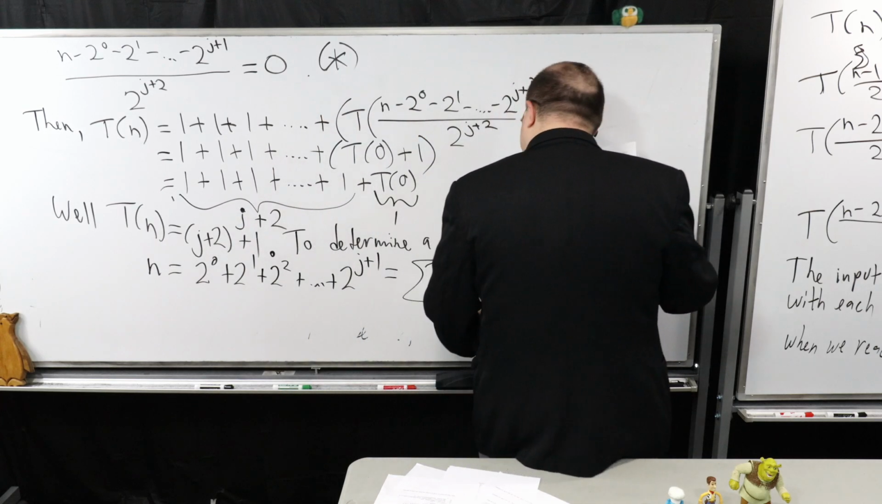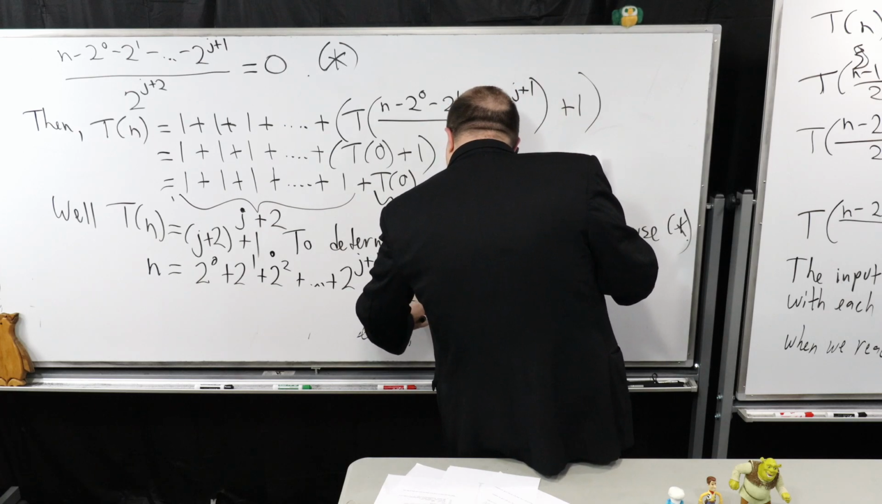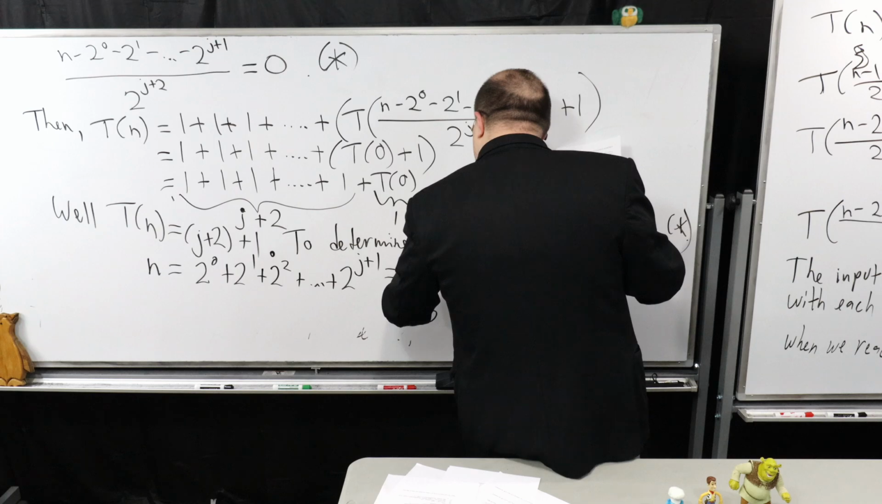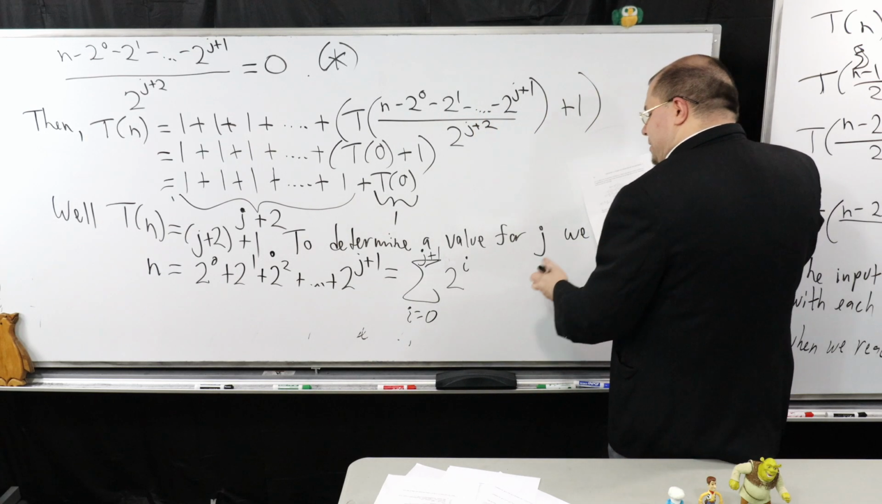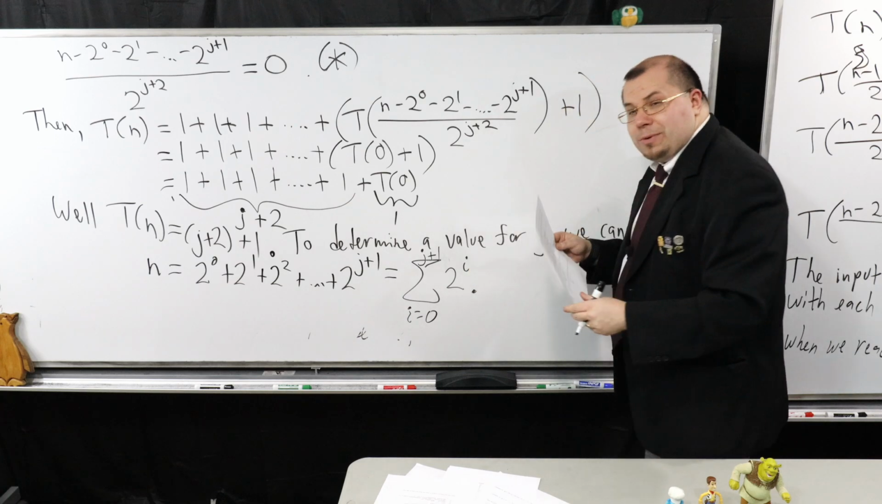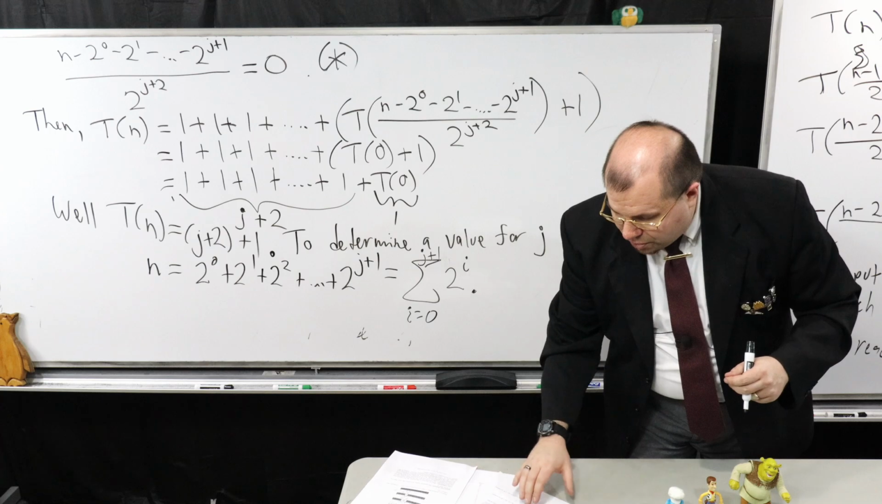So now if I write this out as a summation, I would have the sum from i equals 0 to j plus 1 of 2 to the power of i. This looks really daunting now, but it's actually in a really nice form for us to use.